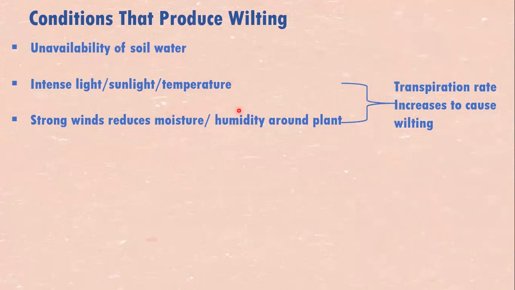And then when there are strong winds on the plants, you know, the strong winds will blow off moisture from the surface of the plant. And when moisture is blown off from the surface of the plant, it means more moisture will have to move out from the inside of the plant to be diffused out. So strong winds also increase transpirational rates and increase wilting.